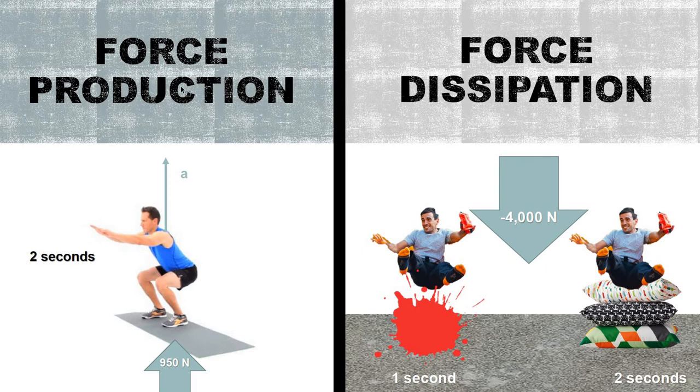Can you explain, for example, the difference between force production and dissipation? Or you could easily rephrase this to say impulse production and impulse dissipation, because we're starting to factor time into the equation.